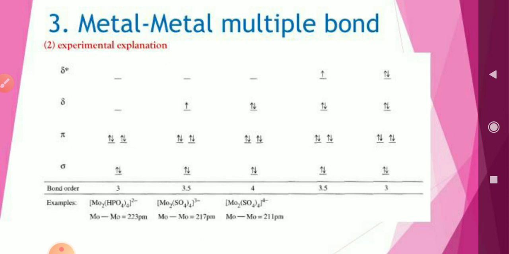So in these compounds, the central metal atom is similar, but due to the ligand, the length of the metal-metal bond is different. In Mo2(HPO4)2 2-, the metal-metal bond length is 223 pm, and in Mo2(SO4)4 3-, the metal-metal bond length is 217 pm. In Mo2(SO4)4 4-, the metal-metal bond length is 211 pm. So as you know, as the oxidation state changes, the length of the metal-metal bond differs.